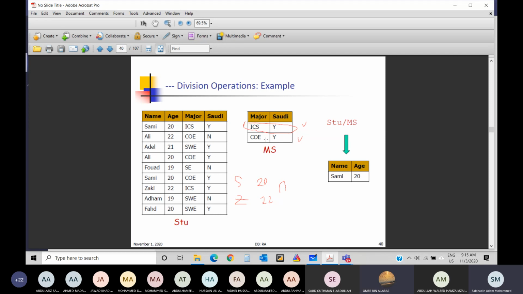So who is COE and Y? Ali 20. And COE and Y, Sami 20. So when you intersect this with this, what is common between these two? Sami 20, right? So that's why you get Sami 20. Any question here? Okay, very good.